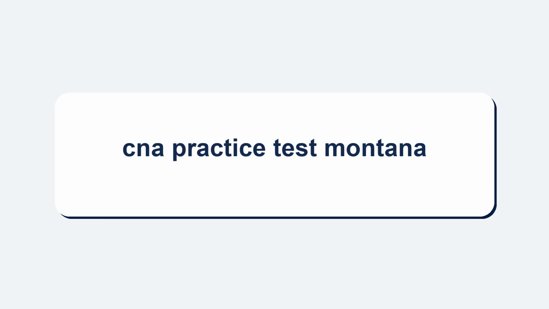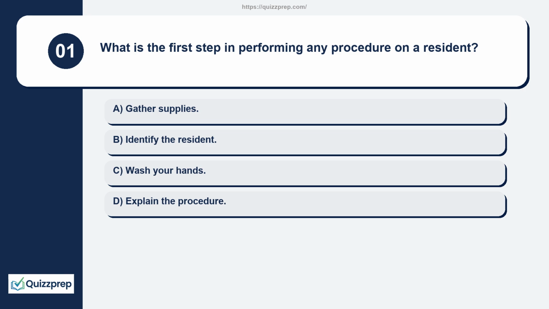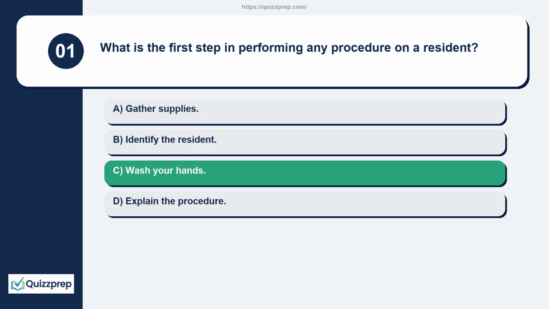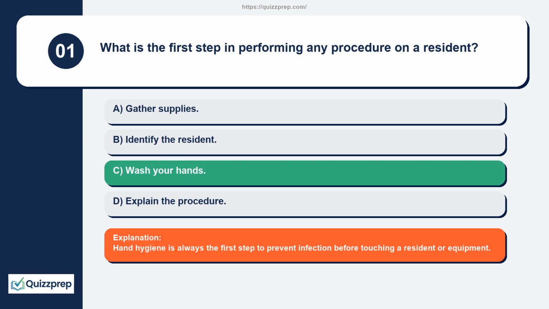CNA Practice Test Montana. Question 1. What is the first step in performing any procedure on a resident? Gather supplies. Identify the resident. Wash your hands. Explain the procedure. Hand hygiene is always the first step to prevent infection before touching a resident or equipment.